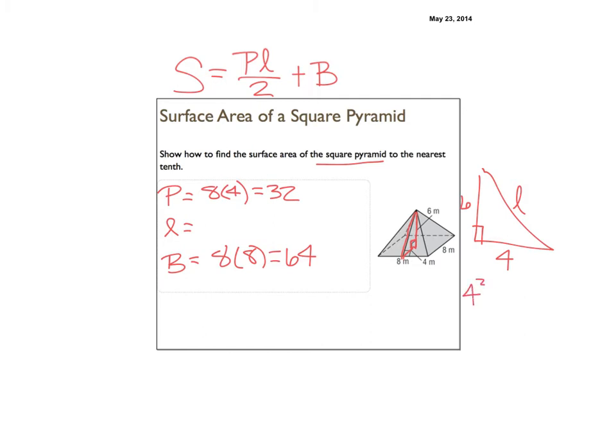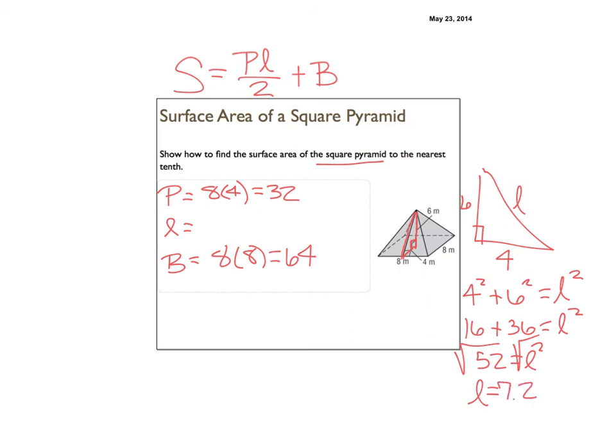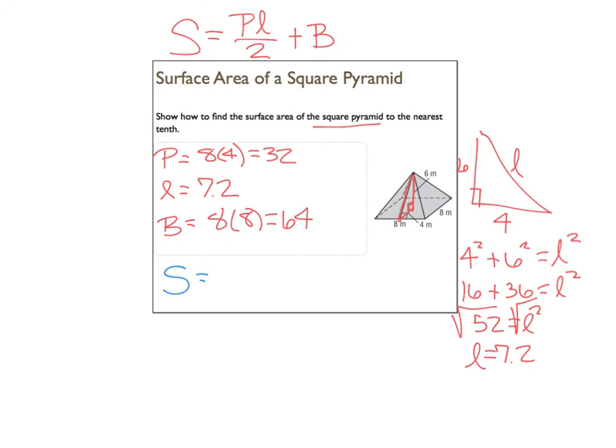So we're going to do 4 squared plus 6 squared equals L squared, or our slant height squared. So I'm going to get 16 plus 36. I'm going to add those together, so I get 52. And I'm going to take the square root of both sides. So our slant height is roughly 7.2. All right, so that's 7.2. So now we have all the information we need to plug this in to get our lateral and surface area. So like we did before, I'm going to find our surface area, and then I can pull my lateral area out of that after.